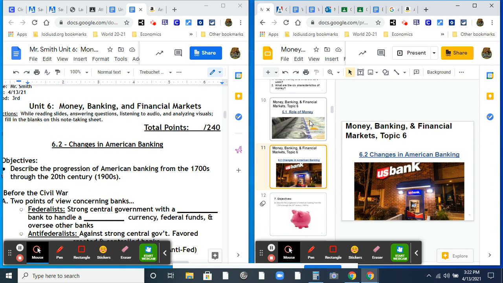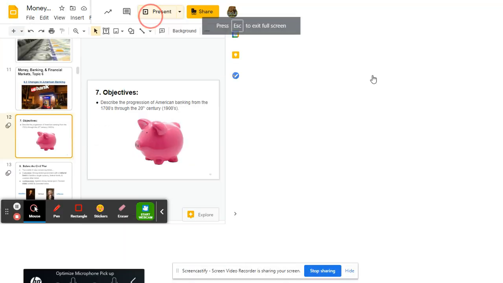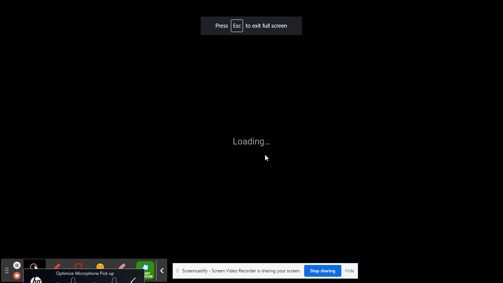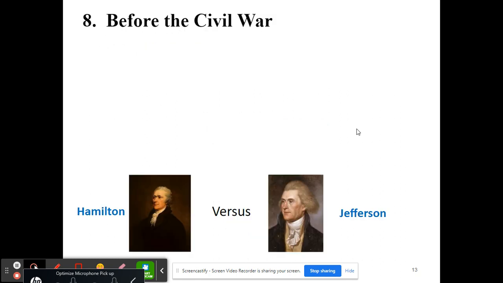Okay, the next topic is changes in American banking. The key issue here will be to describe how American banking has changed from its beginning in the founding of the country in the 1700s to the present view of banking. It's going to be a quick overview of banking.